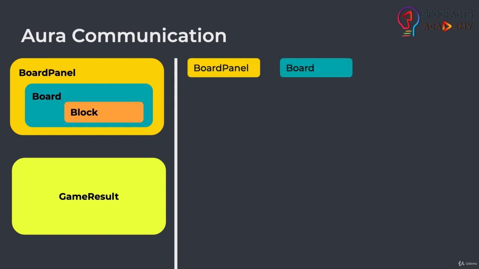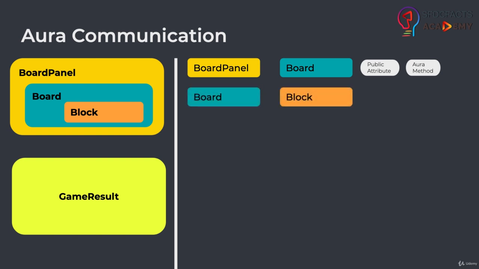Now let's take a look at how we can communicate among these components. The first scenario could be how we can communicate from board panel component to the board component, and we already know the answer. You can either use your public attributes or you can also use Aura methods to pass some data or to communicate from your parent component to the child component. The second scenario could be communicating from the board component to the block component, and they also share same relationship, so the answer would be public attributes and Aura method.